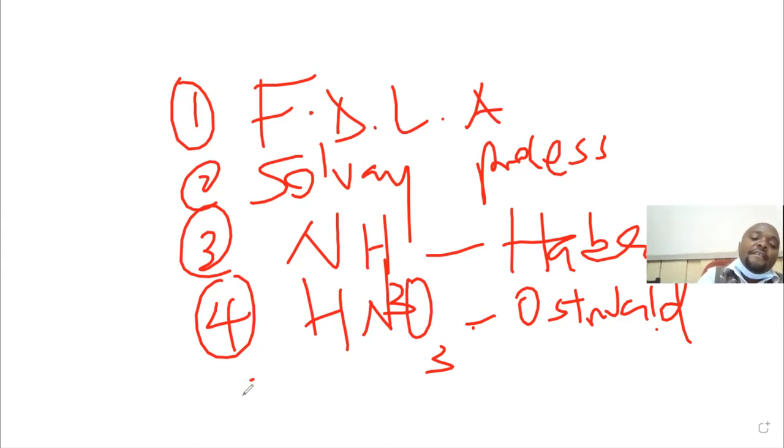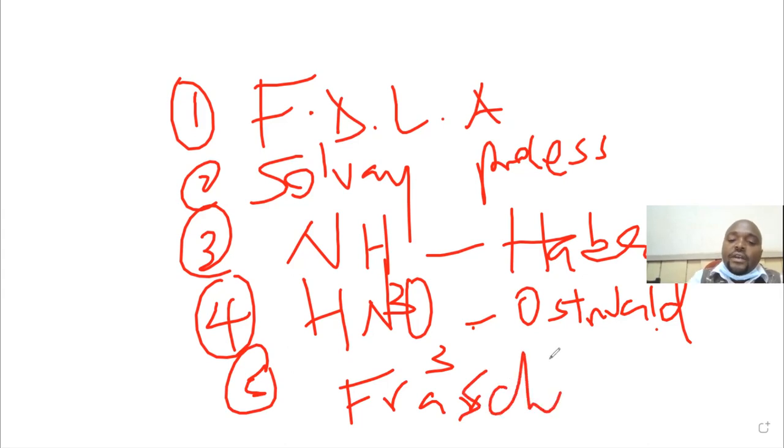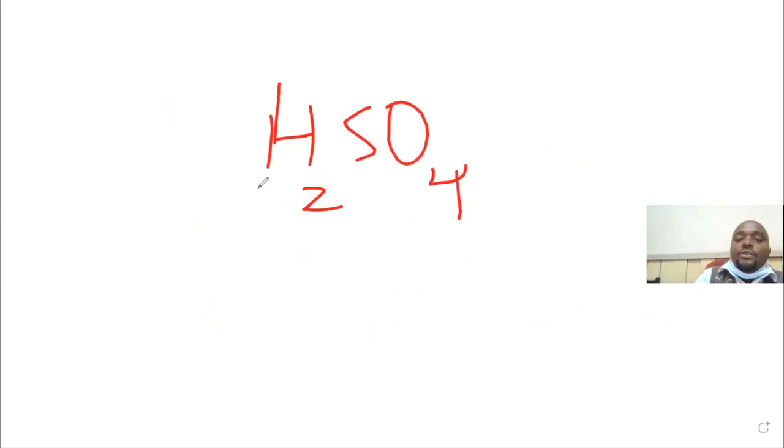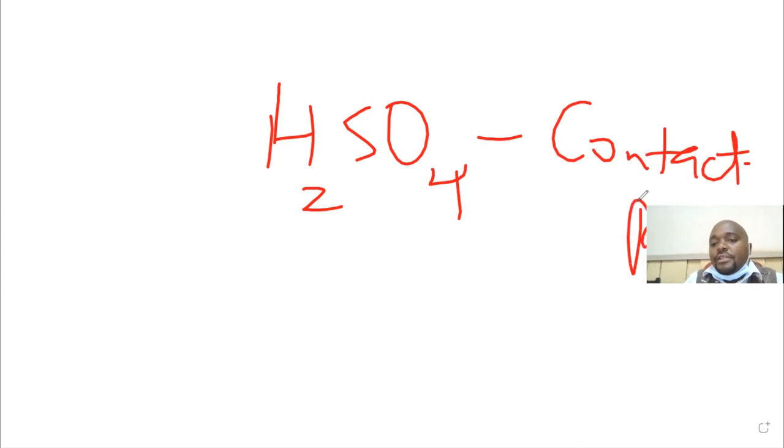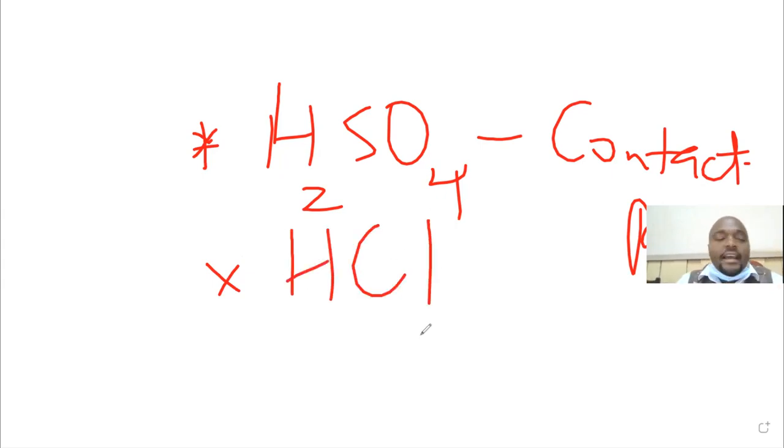5th, we have the Frasch process, that is the extraction of sulfur. Next, we have the manufacture of sulfuric acid, which you call the contact process. Next, we have the manufacture of hydrogen chloride, which is HCl.